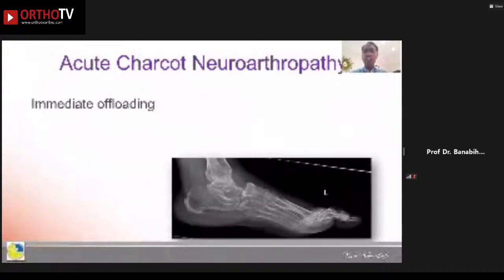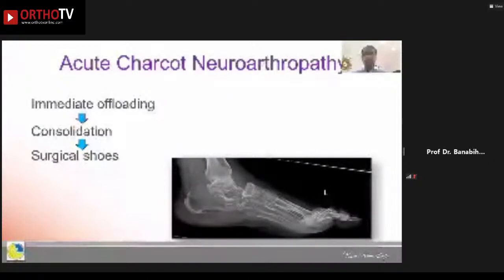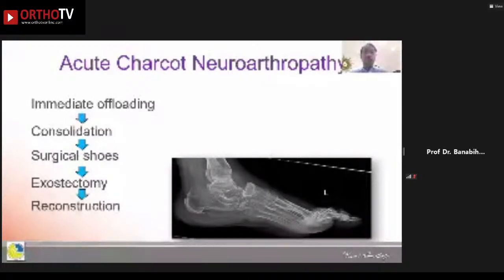So an acute Charcot often responds very well to immediate offloading and through different stages reaches the consolidation phase. In many patients, the deformity may not be significant enough, so they can walk in surgical shoes quite well. But if the deformity is significant, particularly if they have plantar bone prominence, quite often exostectomy becomes necessary if the patient develops ulceration or impending ulceration. But if the deformity is quite marked, reconstruction becomes necessary.